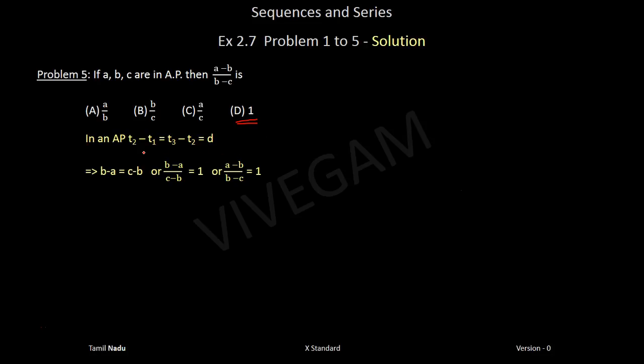So the principle which we are using is T2 minus T1 equal to T3 minus T2, that is equal to D, and we are just bringing it to one side and simplifying it to get the final answer.